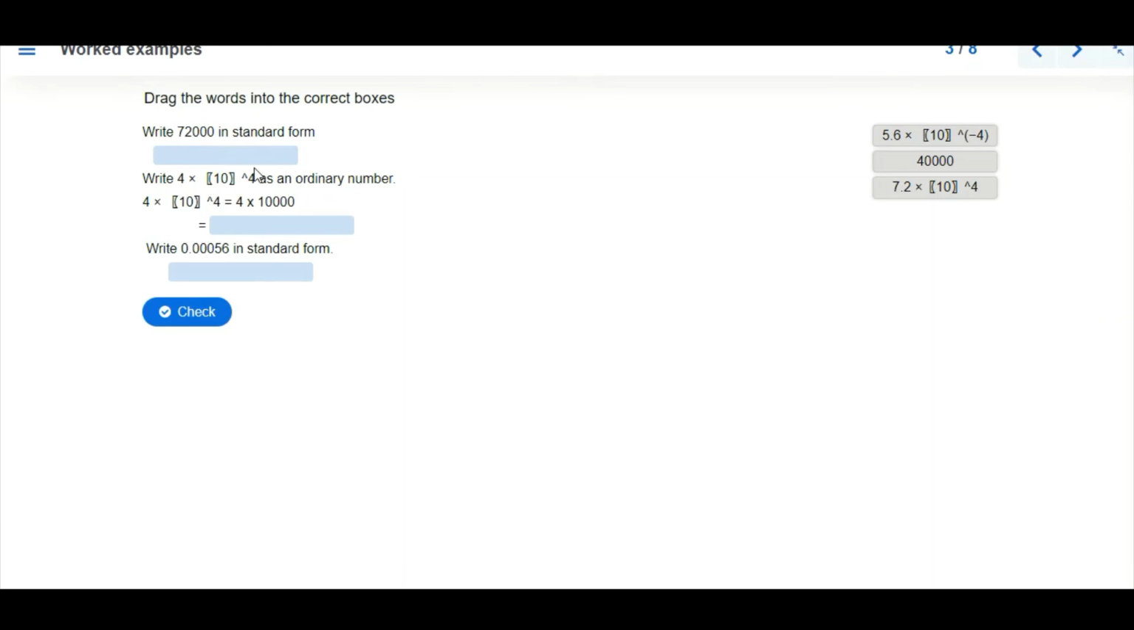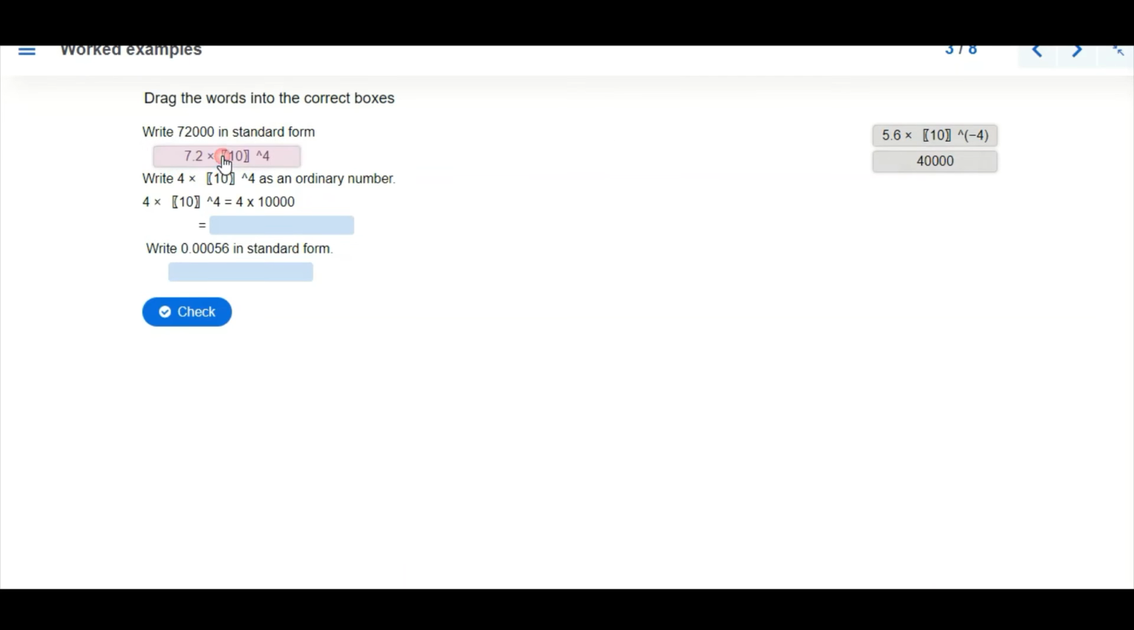This is 3 zeros. But remember that the place value of this figure is 4, because this is 72,000. So by the time we are expressing it, it is already in 10,000. 10,000 has how many zeros? 10,000 has 4 zeros. So based on the values that we have here, it is going to give us 7.2 times 10 raised to power 4.